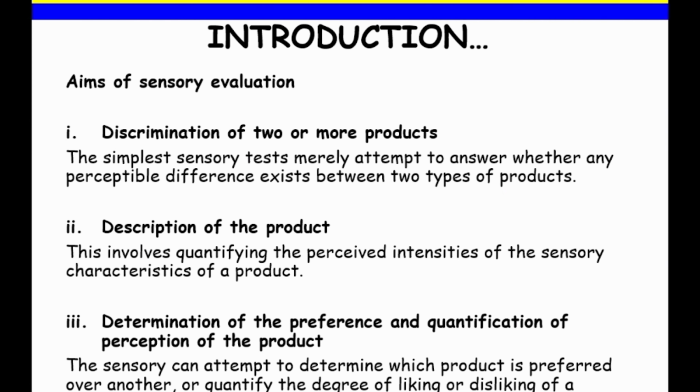Another type is to determine the preference and quantification of perception of the product. Sensory evaluation can attempt to determine which product is preferred over another, or quantify the degree of liking or disliking of a product. So you have two products, you want to understand which one is preferred, so that if you were producing in a small quantity, you can move to large or mass production so that you can go into the market. You can tell that by doing sensory evaluation and understanding the preferences of the consumers.